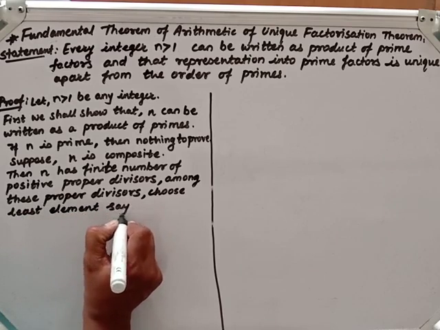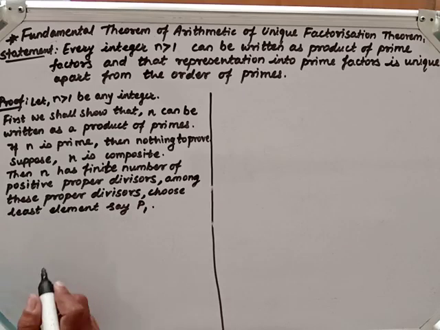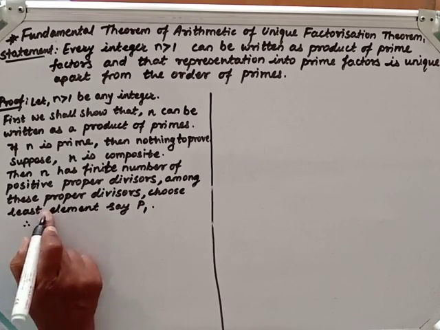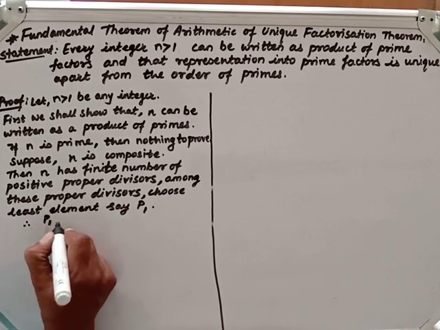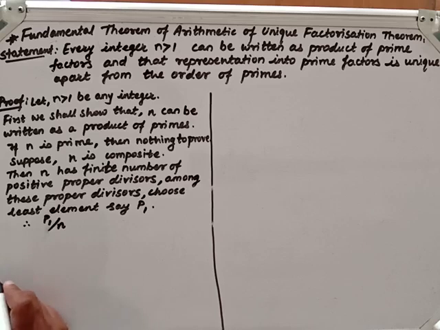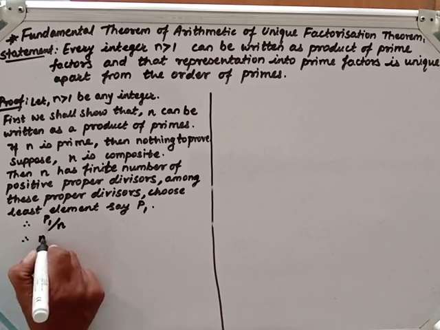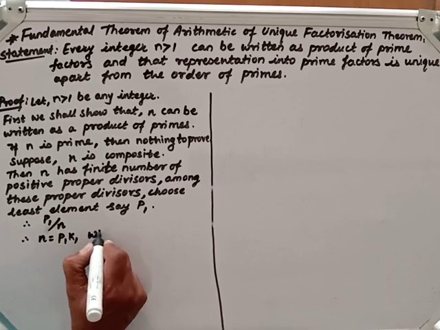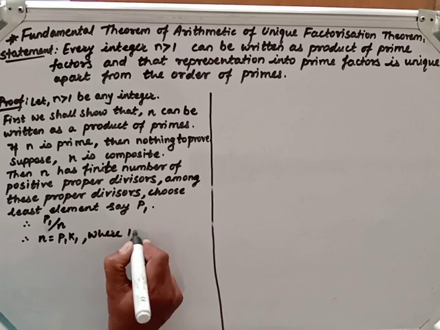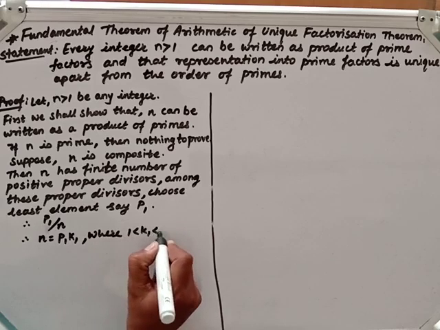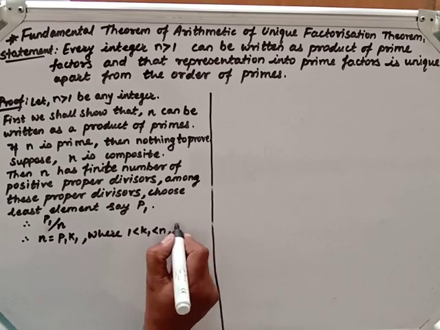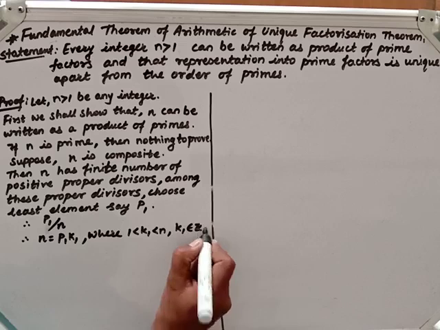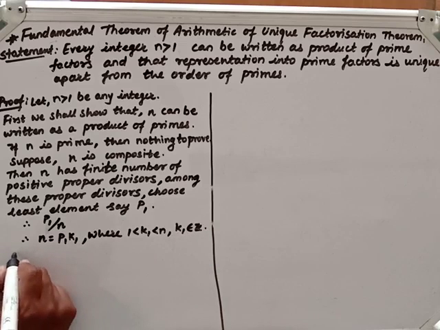Say P1. Suppose the least one is P1. Therefore, as this is a divisor of n, P1 divides n. Therefore, n is equal to P1 K1, where K1 is not 1, and K1 lies between 1 and n, and it is an integer.